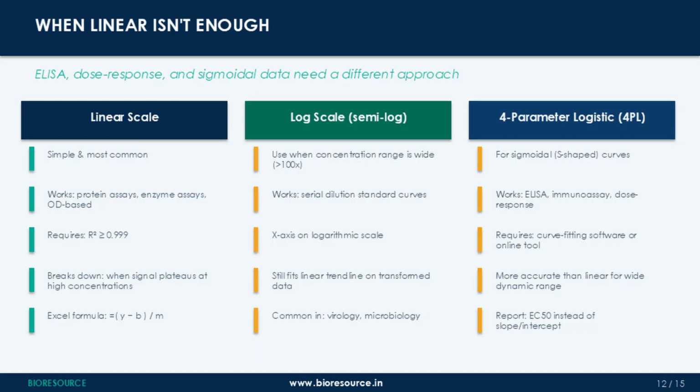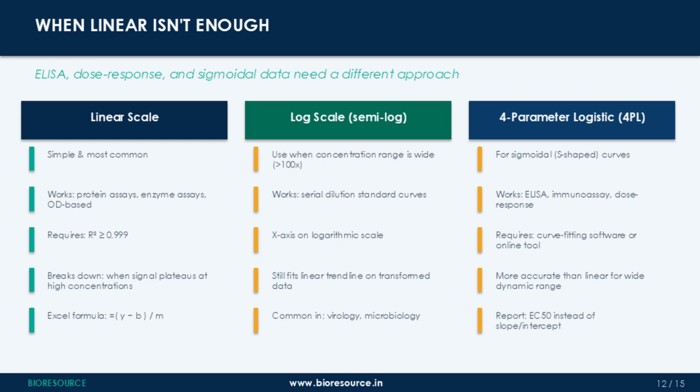One more topic I want to cover briefly, because this is where a lot of researchers get stuck with more advanced assays. Linear standard curves work perfectly for most protein assays, enzyme assays, and straightforward absorbance measurements. But there are 2 situations where you need a different approach. First, when your concentration range spans more than 100-fold. In this case, a semi-logarithmic plot is more appropriate. You put your concentration on a log scale on the x-axis and the data becomes linear again. This is common in virology and microbiology, where you might have standards ranging from 10 to 10 million.